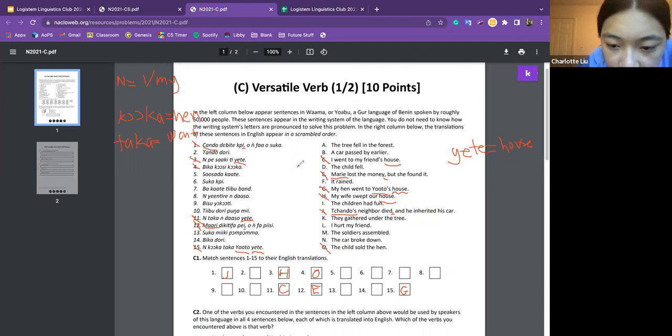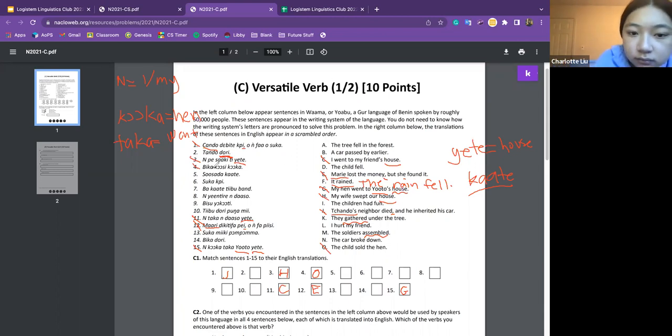So I'm going to point out a few key things here. For example, here we have the word gathered and here we have the word assembled. They actually are the same word in this language, which is this. And then another thing is number two, for F, it says it rained, but the real translation is the rain fell. And we see from another question that this word Dory means fell. So that means tanda equals rain. There's not really a verb for rain, so that's why they use this translation instead.